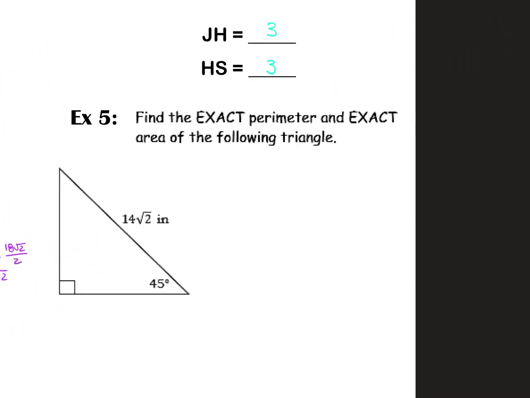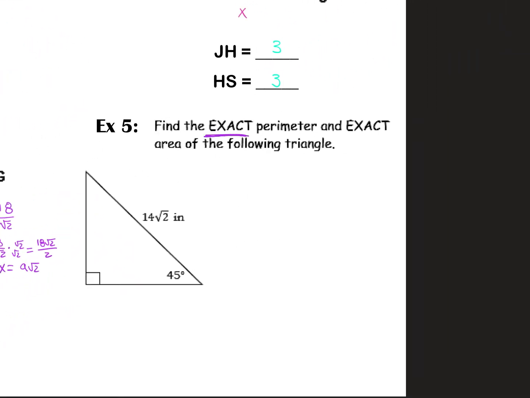All right, question 5. Find the exact perimeter and the exact area of the following triangles. All right, these are very, very important words here. There's a reason they're all in bold. If we're asking for exact, we're not asking for estimations, so we're not going to be rounding, okay? We want the exact answer.